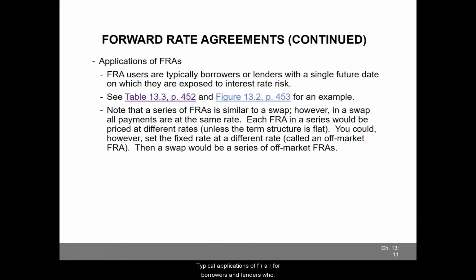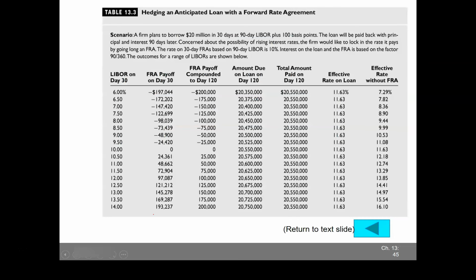Typical applications of FRAs are for borrowers and lenders who are expected to borrow or lend on a single future date. So for example, a borrower may expect to be borrowing in 45 days from now and is exposed to the risk of an increase in interest rates. Similarly, a lender may be expecting to lend 30 days from now and therefore is exposed to the risk of a fall in interest rates.